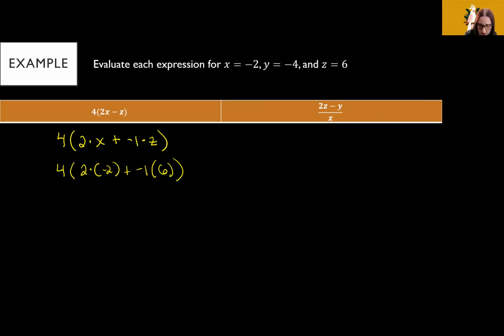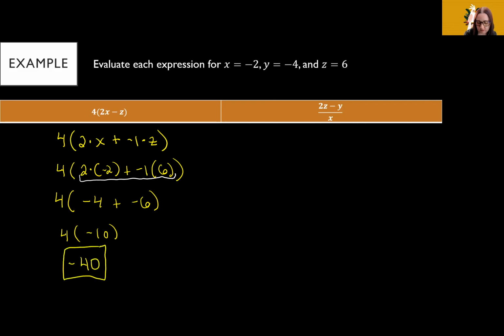So we need to simplify this before we do the outside set of parentheses. So inside, we need to do the multiplication that we have. So I've got 4 parentheses, then 2 times negative 2 is negative 4, plus the negative 1 times 6 is negative 6. So order of operations, I need to do the addition inside the parentheses because you use parentheses first. So that's 4 times negative 4 plus negative 6 is negative 10. So we have 4 times negative 10 now, and that gives us negative 40.